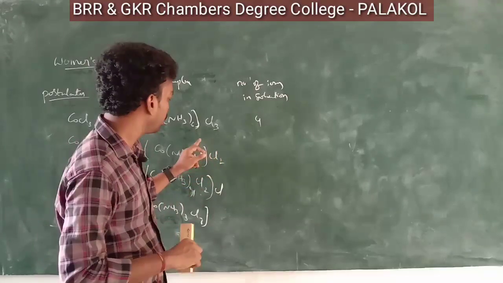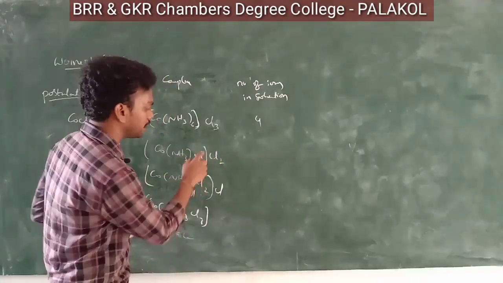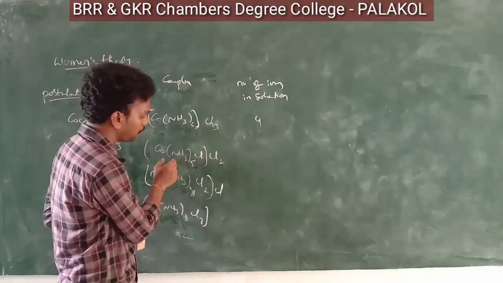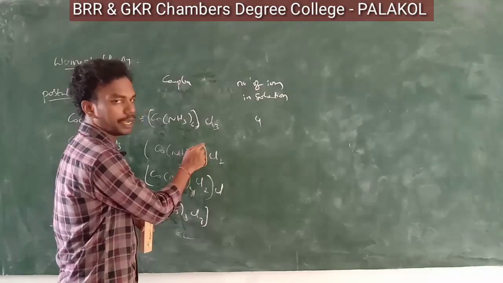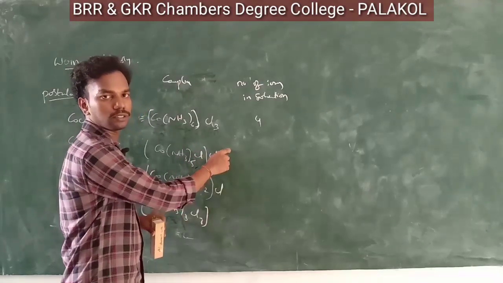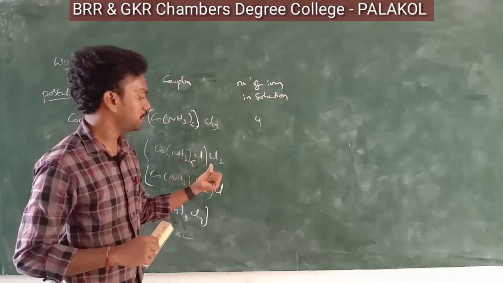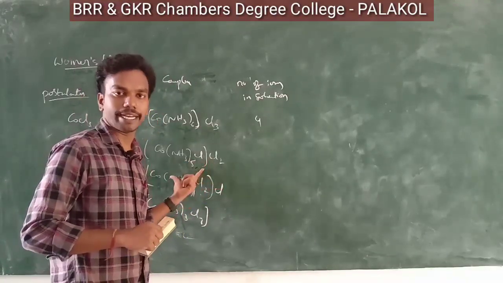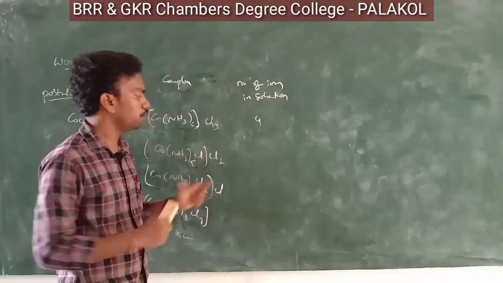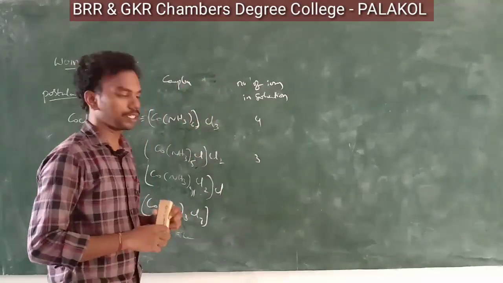This can be balanced by the charge over the coordination sphere. So this can be ionized as [Co(NH3)5Cl] with 2 plus and 2 Cl minus. Overall, how many ions? 1 cation and 2 anions. 1 plus 2, so 3 ions in an aqueous solution.